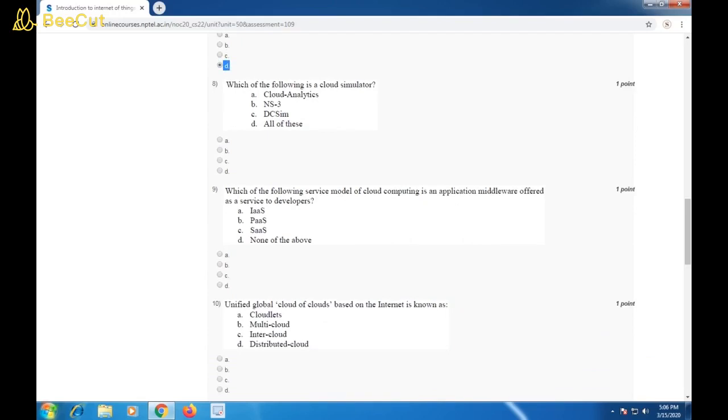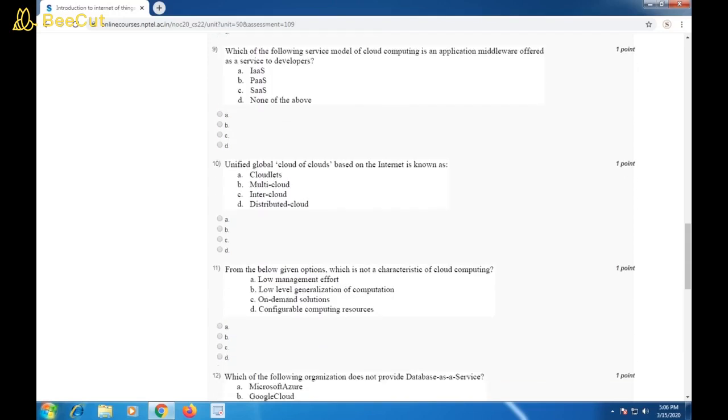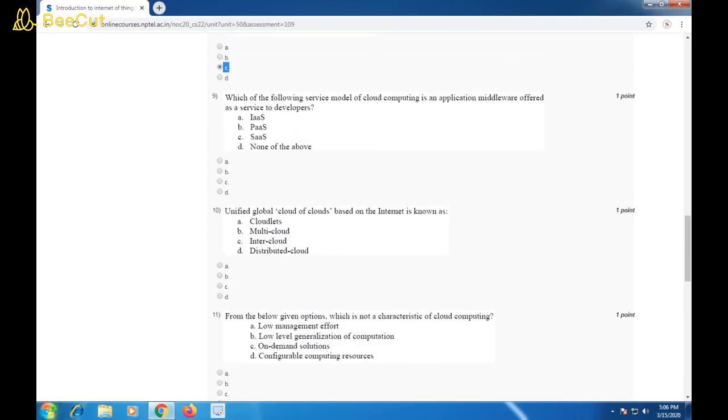Which of the following is a cloud simulator? The answer for this is DCSim. DCSim is the cloud simulator among the three options. So the answer for the eighth question is C. Ninth question: which of the following service models of cloud computing is an application middleware offered as a service to developers? The answer for this is PaaS. Option B is the right answer for the ninth question.